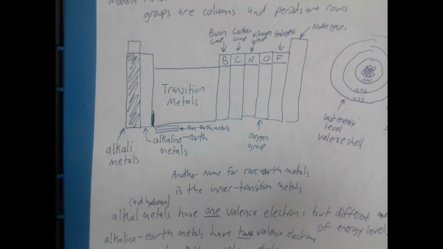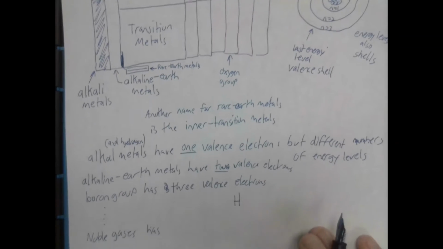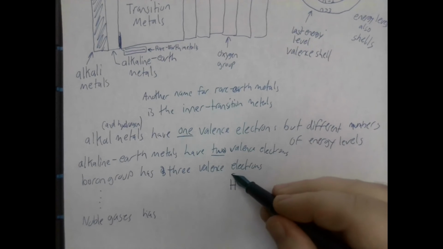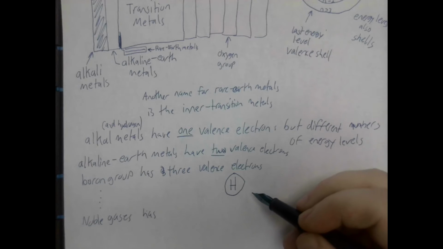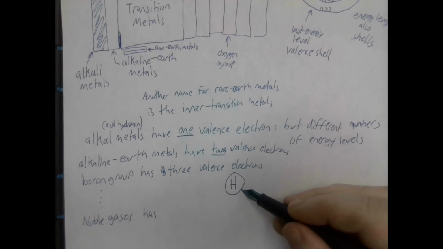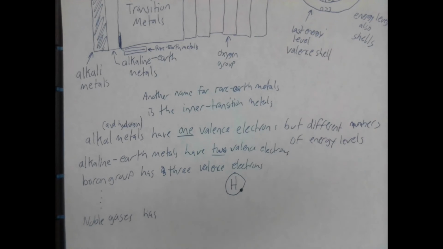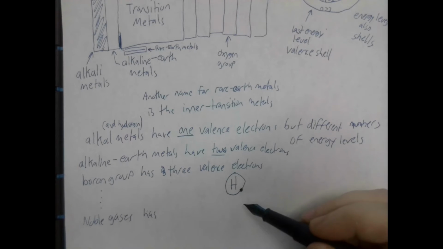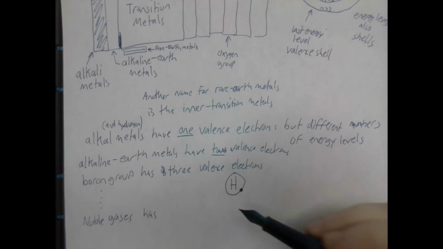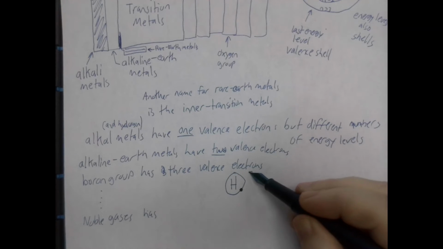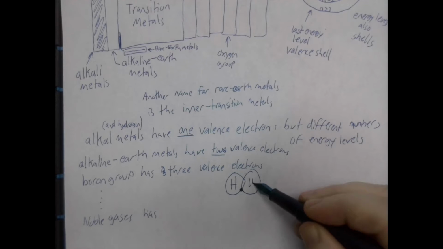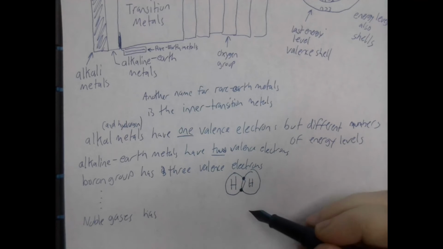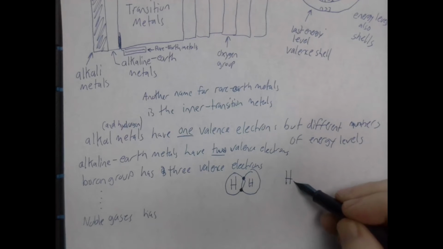So hydrogen. Here's an important thing. The first energy level can only hold 2 electrons. So if we have only 1 electron here, it wants to make this shell full or complete. We complete the first energy level by having 2. So if we take another hydrogen atom and put it next to it, its electron will be shared with this other hydrogen. This is the reason why hydrogen gas is H2.